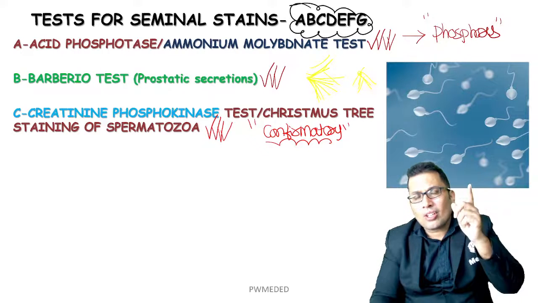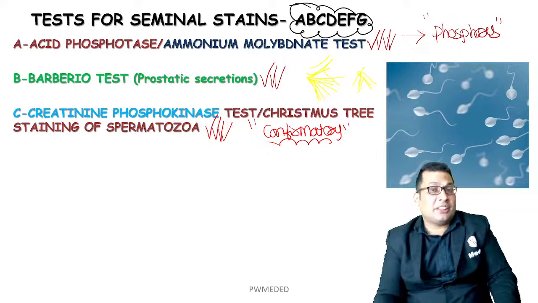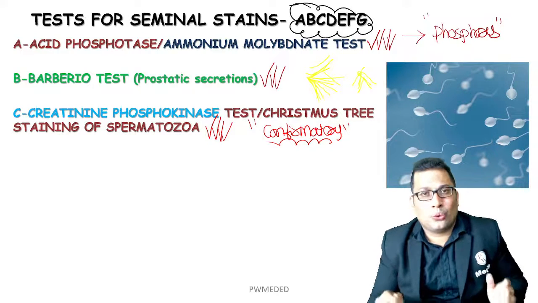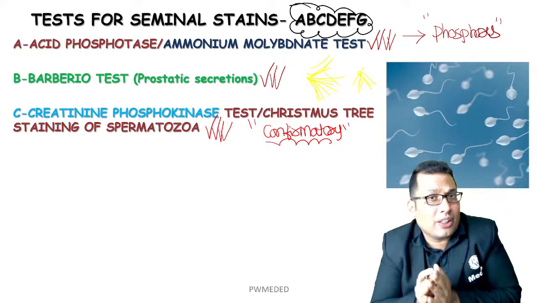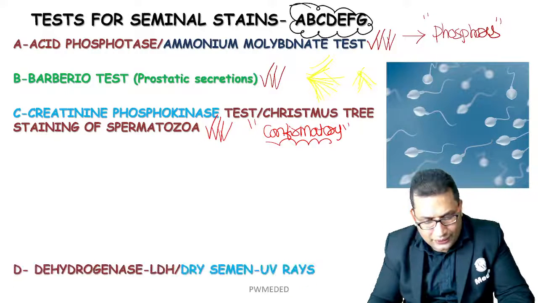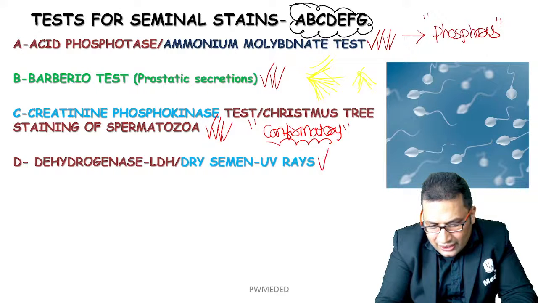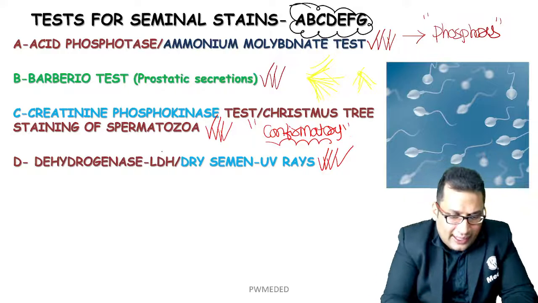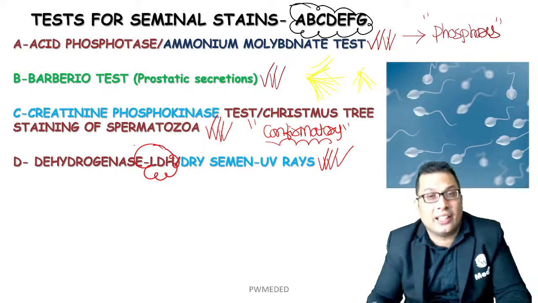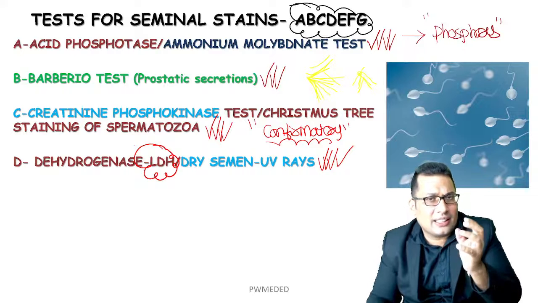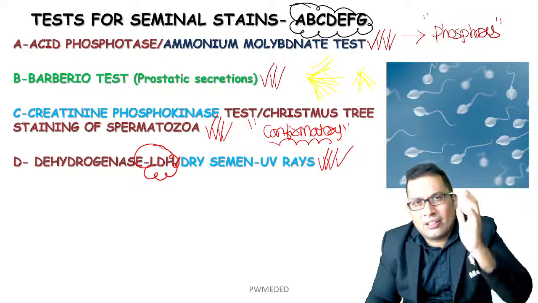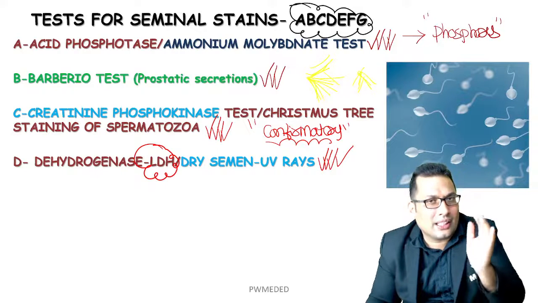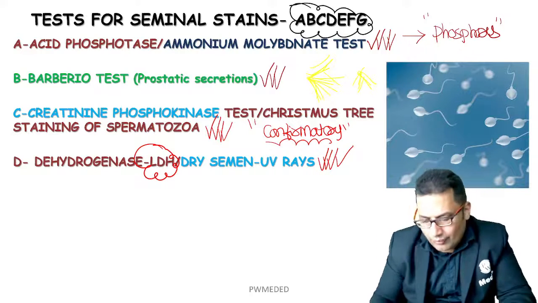D for dry semen, especially in case of sexual assault, on the victim's body, so that they can be identified with the help of UV rays. And D for dehydrogenase, that is lactate dehydrogenase test, LDH. Lactate dehydrogenase is the enzyme that is rich in semen. That is one of the specific enzymes present in the seminal stain.